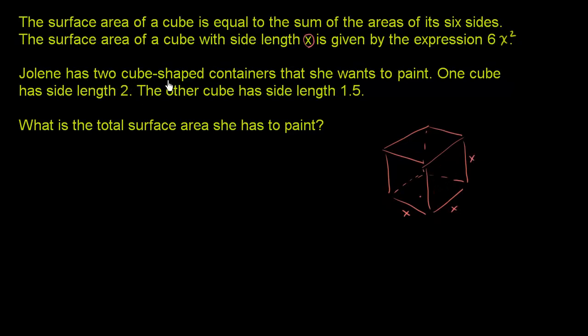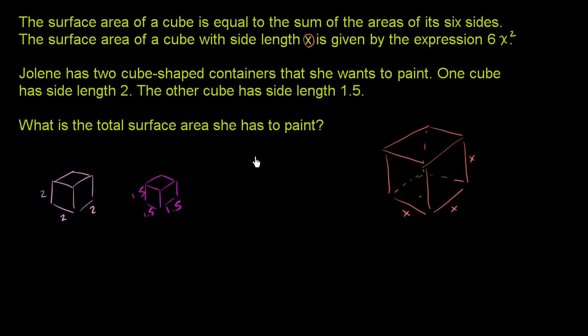Jolene has 2 cube-shaped containers that she wants to paint. One cube has side length 2, so this is one cube right over here. Let me do my best to draw it. So this right over here has side length 2. The other cube has side length 1.5. So the other cube is going to be a little bit smaller. It has side length 1.5, so it's 1.5 by 1.5 by 1.5. What is the total surface area that she has to paint?